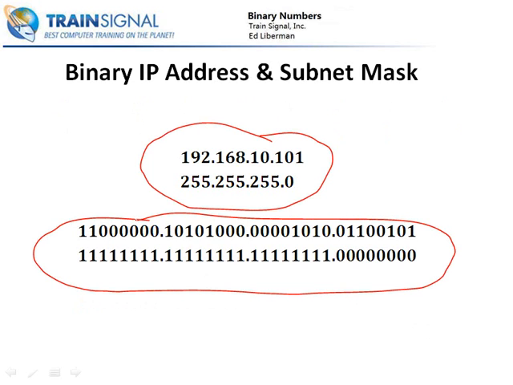Now, in a later video, we will get into more detail about the significance of the ones and zeros in the subnet mask and how we can actually not just have 255s and zeros, but that these ones all can stop somewhere in between the dots. It's called a variable length subnet mask, and we'll get into that in more detail in a later video.